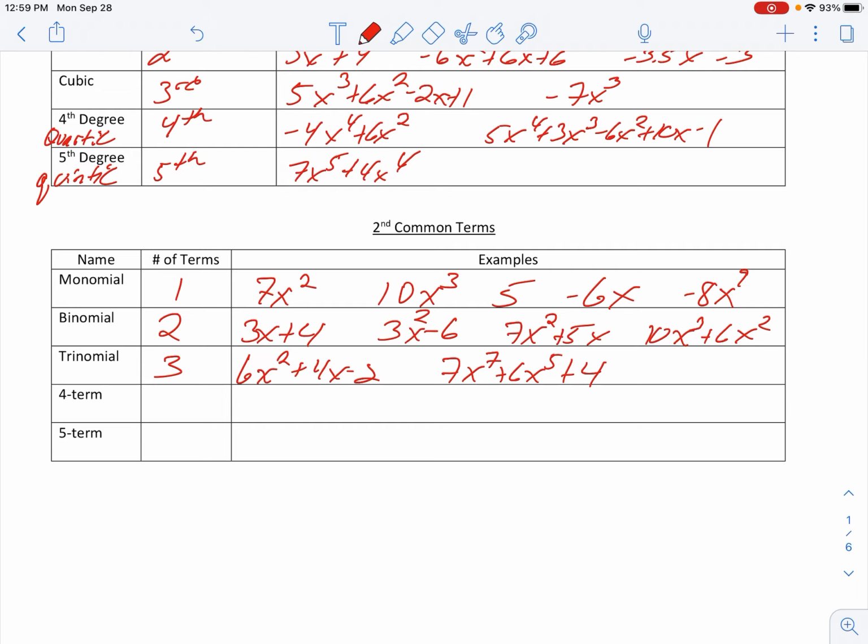A 4-term polynomial probably has a special name, but we don't really care too much about it. It's got 4 terms. So usually we just say a 4-term polynomial. Same thing with 5 terms. As long as there are 5 distinct terms there, that's called a 5-term polynomial.